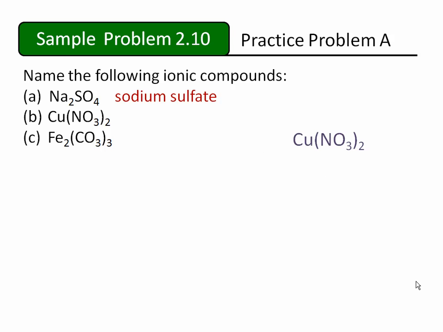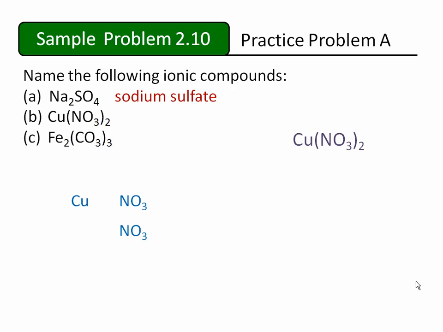The next compound is Cu(NO3)2, CuNO3 taken twice. Cu is the abbreviation for copper. Copper is a metal that can have variable charge, and before we can name this compound correctly, we have to determine what charge it has in this instance.